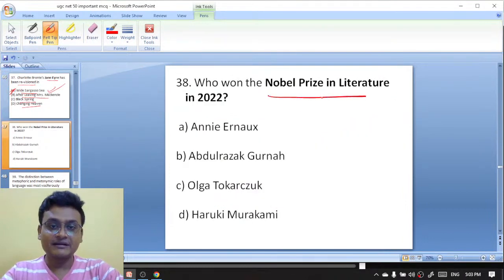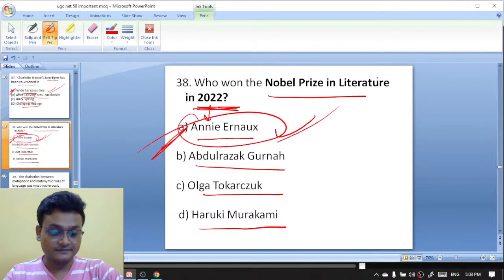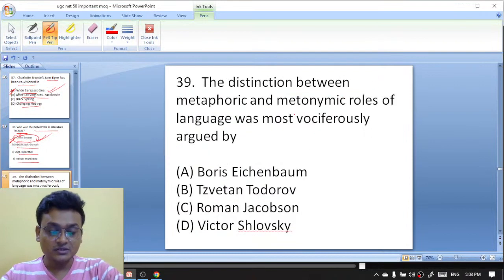Who won the Nobel Prize in Literature in 2022? Annie Ernaux, Abdulrazak Gurnah, Olga Tokarczuk, or Haruki Murakami? It is actually Annie Ernaux. Annie Ernaux got the Nobel Prize in 2022. So A is the right answer. That is question 39.